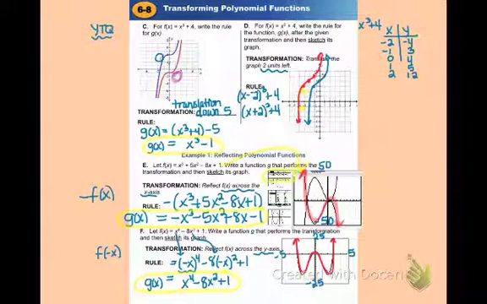Now, the reason why the graph looked exactly like the original is because all of these exponents turned out to be even exponents. And so they basically just canceled out the effect of replacing the x with negative x. Let's go ahead and look at the next example. Let's turn the page.